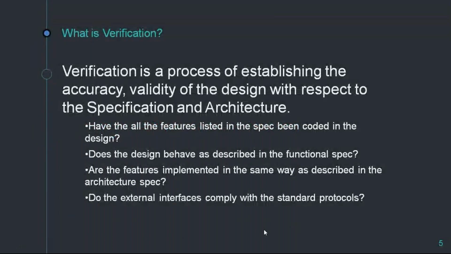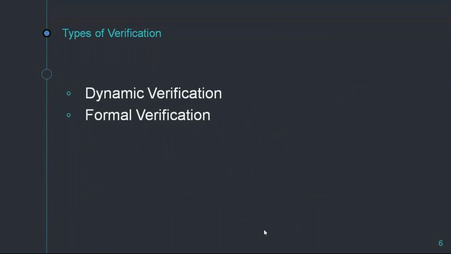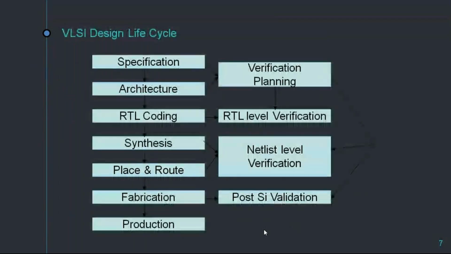Or in other words, if you have to ask a question: have all the features listed in the spec been coded in the design, or does the design behave as described in the function spec? Are the features implemented in the same way as in the architecture spec, and so on? If you have all these questions, the process of answering all this is the verification process. Now, at a high level, there are two types of verification we can classify: dynamic verification and formal verification. We will look at both of these in a little detail in the next few slides.